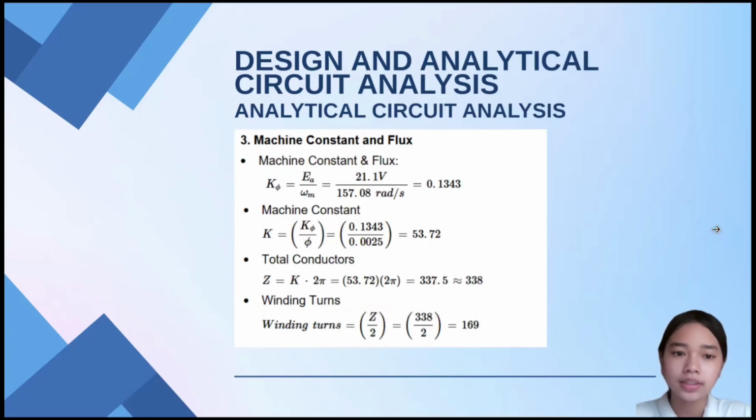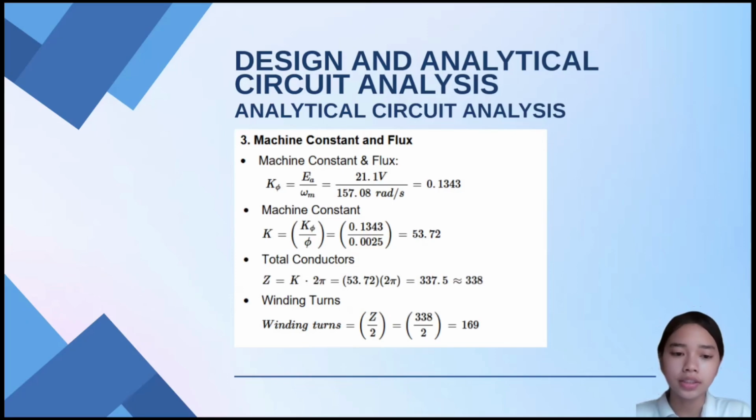For the machine constant flux, we use the formula that can be seen on the screen, EA over omega m. The value for omega m is the rated speed, which is still in RPM, that will be converted into rad per second, and 1500 RPM is equal to 157.08 rad per second. And we just divide EA by the value of omega m, and that would give 0.1343. For the machine constant, we just divide the value by flux, and that would equal 53.72.